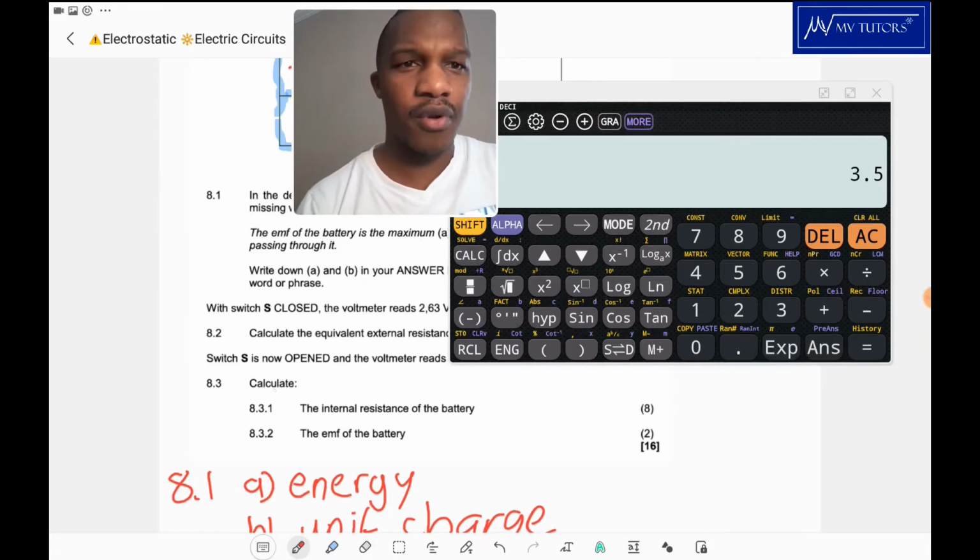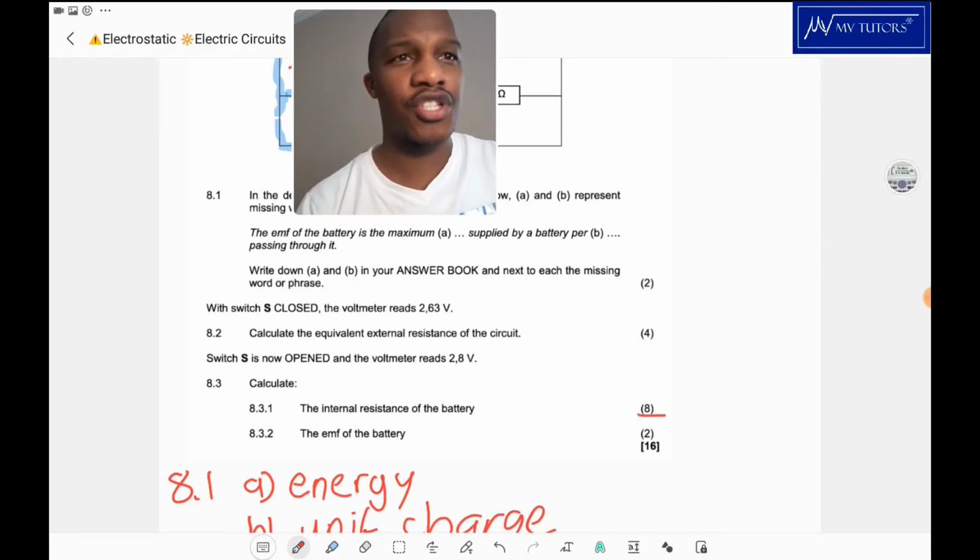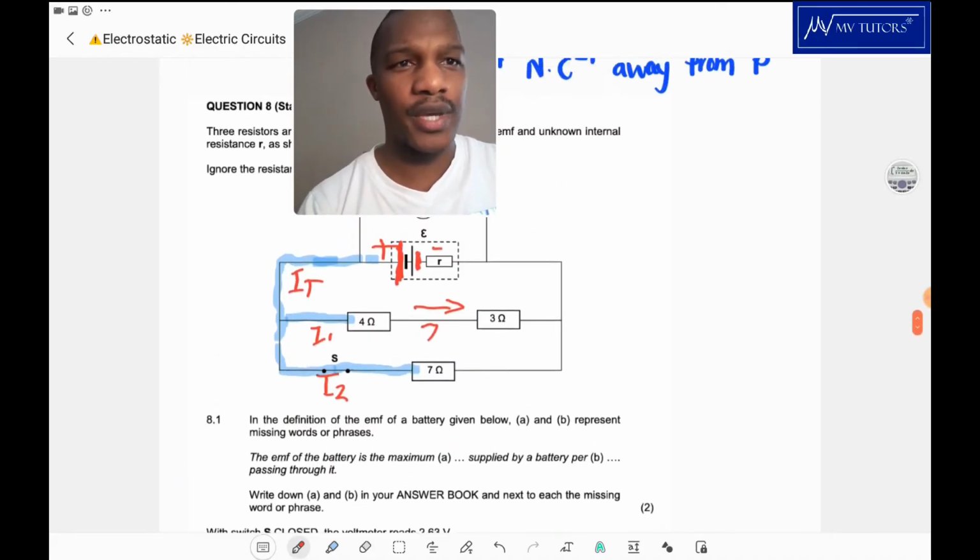Now let's go to 8.3. 8.3.1 says calculate the internal resistance of the battery. That's going to be 8 marks. Wow, that means we've got a whole lot of work to do there. 8 marks, that's a lot. But let's just check it out. What do we need? What do we have?